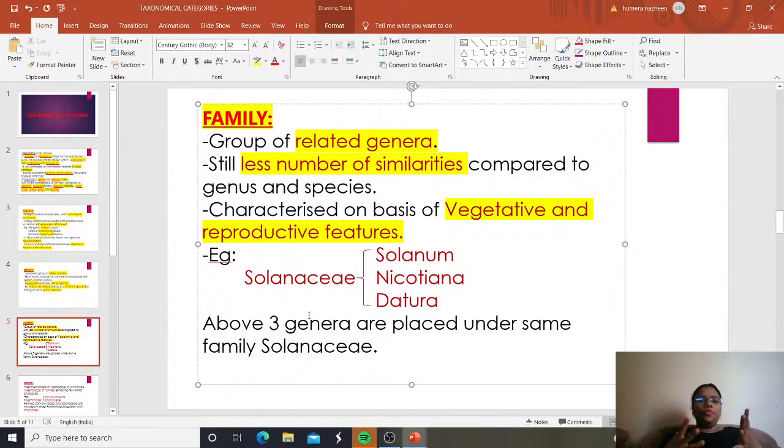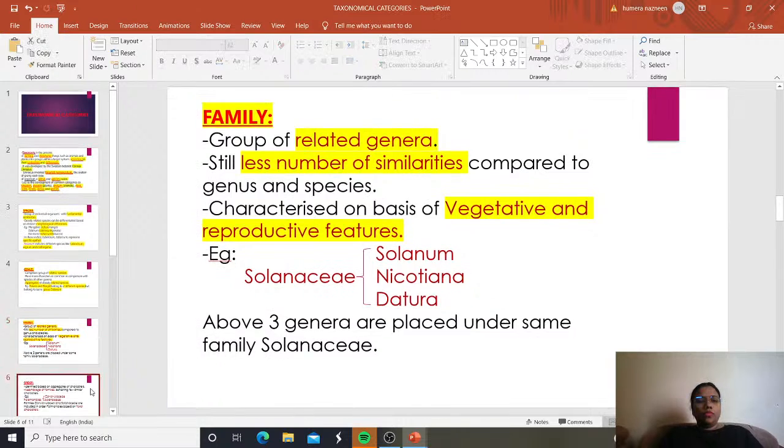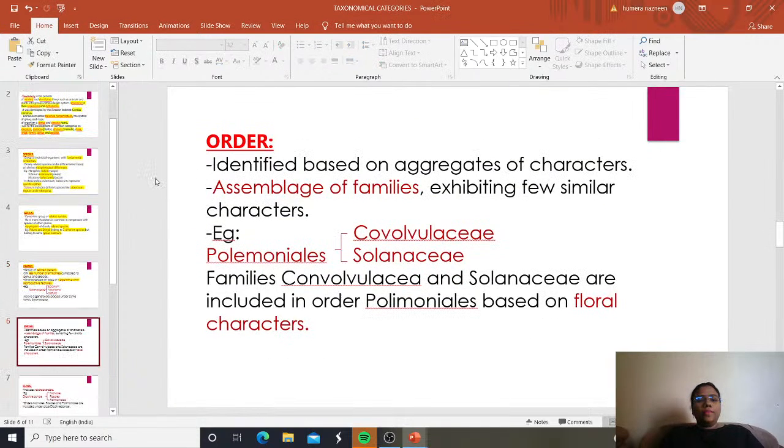What is family? It is nothing but a group of related genera. In that, still less number of similarities are seen when compared to genus and species. Then how are they characterized? They are characterized on the basis of vegetative and reproductive features. When you see the example of a family, we are taking the family Solanaceae. Solanaceae is a family in which Solanum, Nicotiana and Datura are the genera. These are three different genera, but still they belong to a single family, that is Solanaceae. Clear? Then moving again, above family what we have?